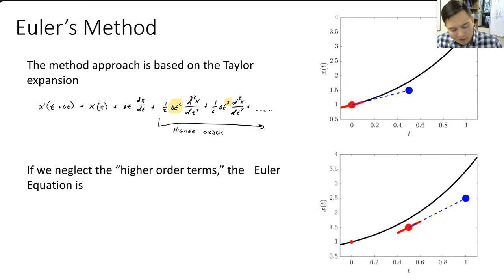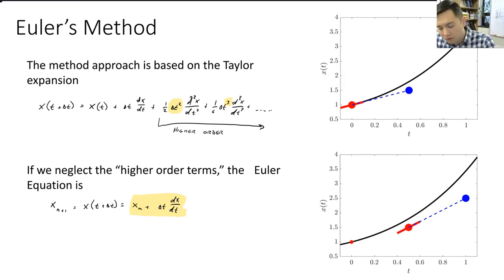So if we neglect these higher order terms, we could make the approximation that x at time index n plus 1, which we'll say is equal to our x of t plus delta t, is equal to x sub n, which is our x at t, plus delta t times dx/dt. And so this is our map that we'll use to advance forward in time implementing the Euler's equation approach.